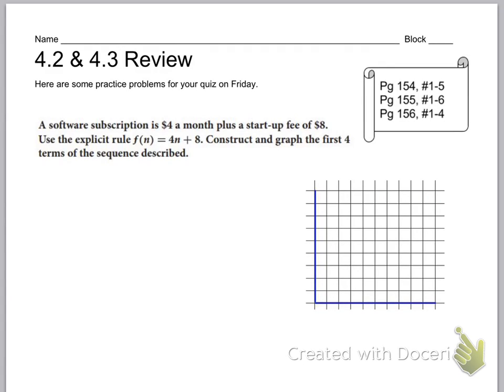This is just going to be a quick review video for 4.2 and 4.3, both dealing with arithmetic sequences. So let's get started. First of all, notice that on these pages there are a handful of review problems in the textbook that would be great to do once we get to class, and we'll do those.